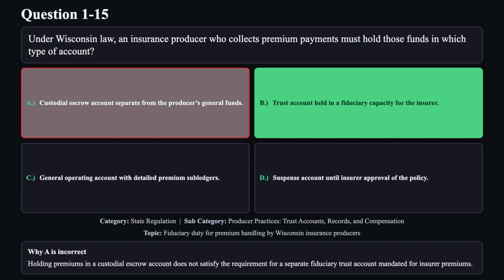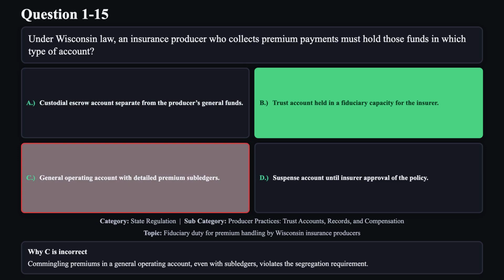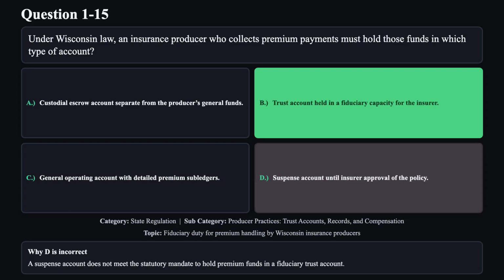Reason A is not correct. Holding premiums in a custodial escrow account does not satisfy the requirement for a separate fiduciary trust account mandated for insurer premiums. Reason C is not correct. Commingling premiums in a general operating account, even with subledgers, violates the segregation requirement. Reason D is not correct. A suspense account does not meet the statutory mandate to hold premium funds in a fiduciary trust account.